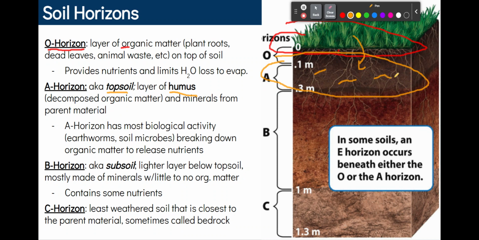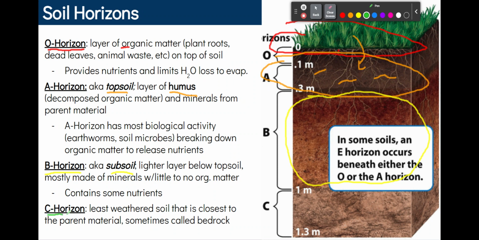This is where you have earthworms, you have your more extensive root systems, and they're going to be breaking down organic matter to release nutrients into the soil. Next, we have the B horizon, which is the subsoil. It's the lighter layer below the topsoil. It's mostly made of minerals and does not have much organic matter in it. It can, but not as much, and it contains some nutrients.